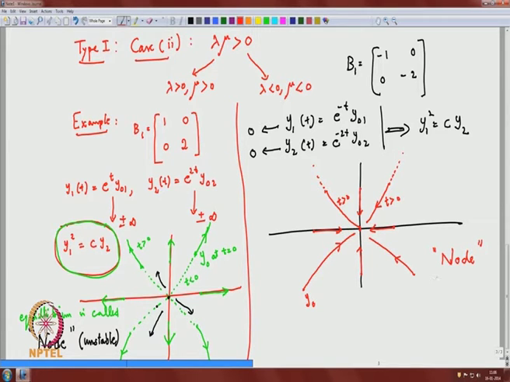In this case we call it a stable node. You will have this stable node, and this is the same for all lambda, mu negative.